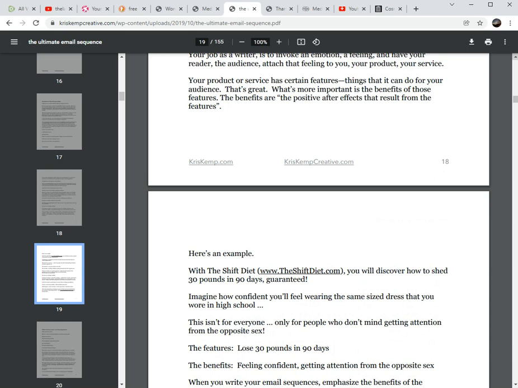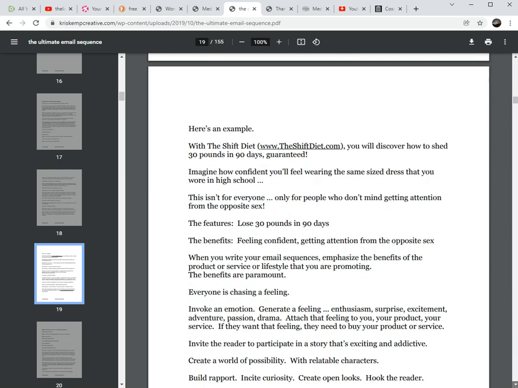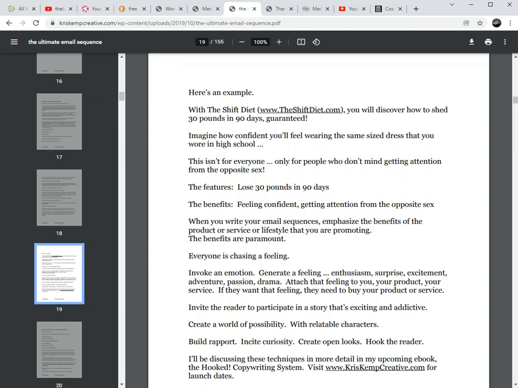So here's an example about features and benefits and the difference. So with the Shift Diet, you will discover how to shed 30 pounds in 90 days guaranteed. Imagine how confident you'll feel wearing the same size dress that you wore in high school. This isn't for everyone, only for people who don't mind getting attention from the opposite sex.